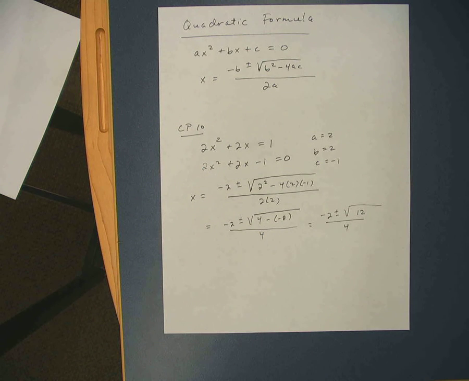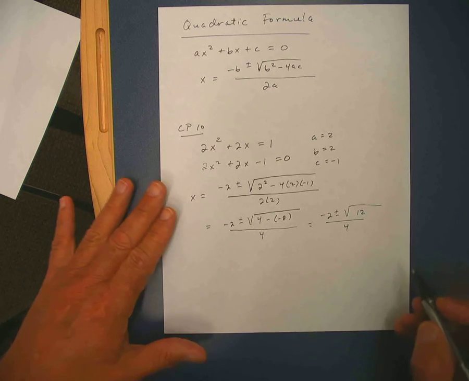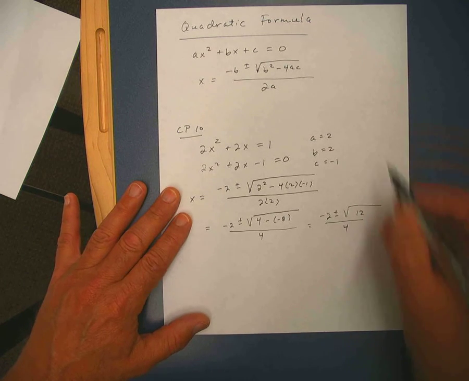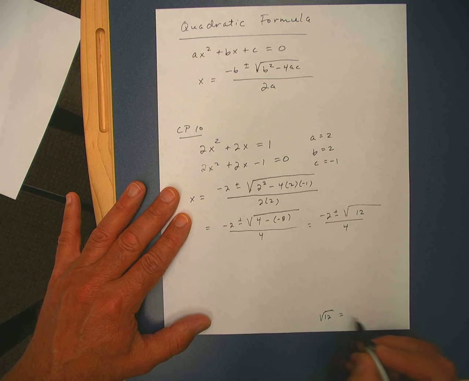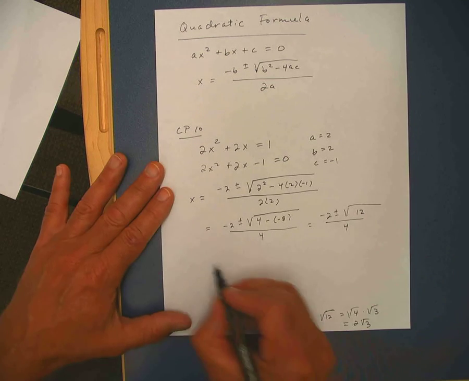Once you're at this point, you should still look to simplify it. The square root of 12 you should recognize is not in simplest form because it has a factor that's a perfect square, in other words, a factor that we can take the square root of. So I want to work with that. The square root of 12 is equal to the square root of 4 times the square root of 3. And of course, the square root of 4 is 2, so this will simplify to 2 times the square root of 3. So I'm going to put that in for the square root of 12.